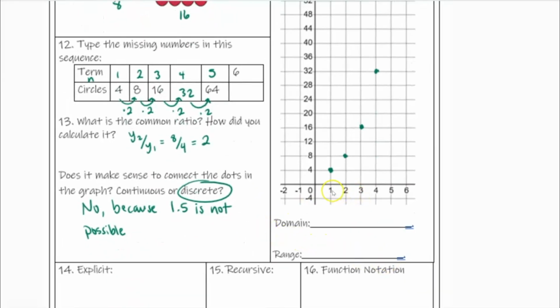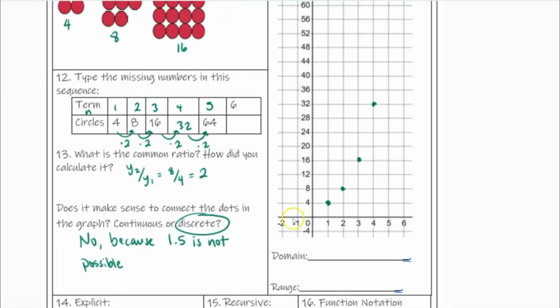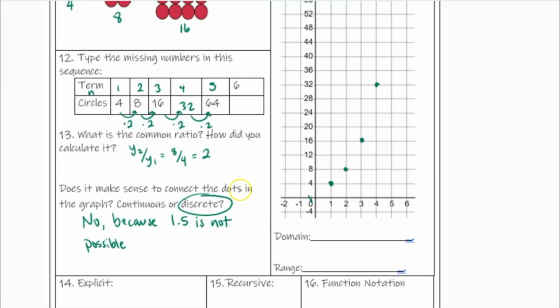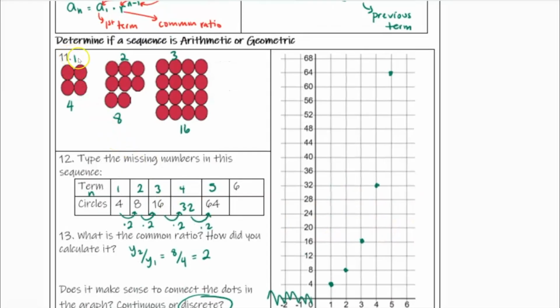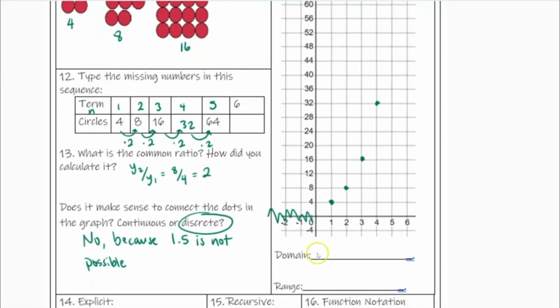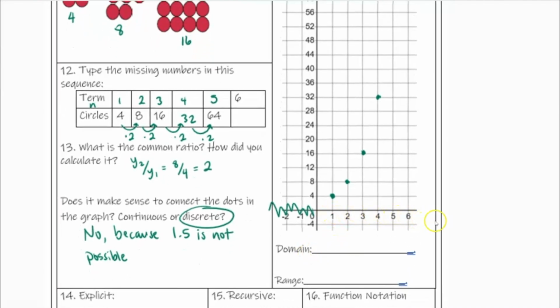We know my domain is from my left to right. Is it possible for me to have -1 in a sequence? No, it is not possible. So we know that the negatives don't matter in this sequence. And then also decimals don't matter. Can I have 0? No, because a sequence always starts at 1. So I can't even have 0. So I can just say my domain is all positive integers, whole numbers. It just depends on whatever they use in the questions, integers or whole. So I'm going to put both just in case.